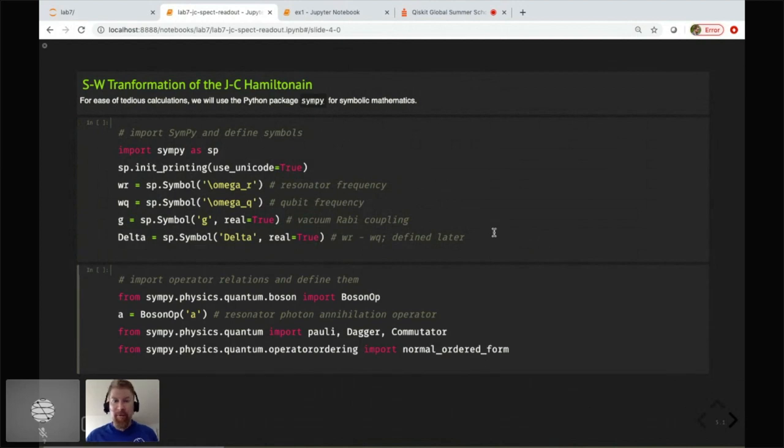Then we need to start importing the operators that will do the raising and lowering in the Jaynes-Cummings Hamiltonian. So we're going to import the boson operator. This essentially destroys a photon, and the conjugate transpose of it will create a photon. We can manipulate these objects with things such as Pauli matrices, the dagger, which performs the complex conjugate transpose, commutators, which as you saw we are going to need, and normal ordering form, which takes the operators and puts all of the creation operators on the left and all of the annihilation operators on the right, because that will simplify our calculation and allow us to see what's going on.